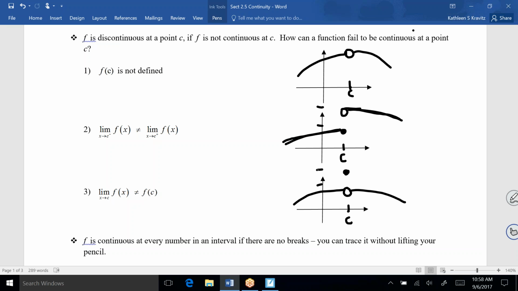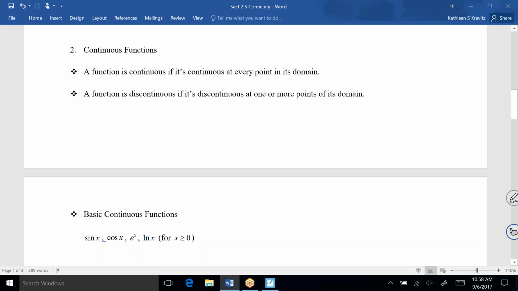So another way that we can think about this is by saying that f is going to be continuous at every number in an interval if there are no breaks. So essentially you can think about it as being able to trace that function without lifting your pencil.